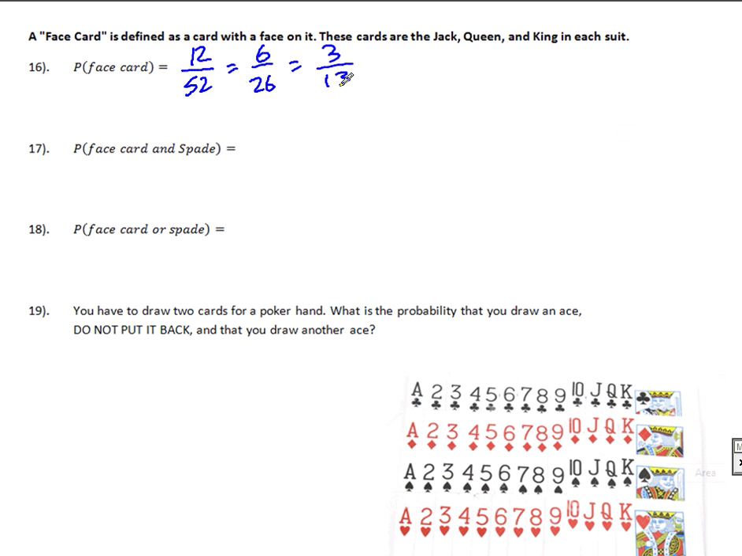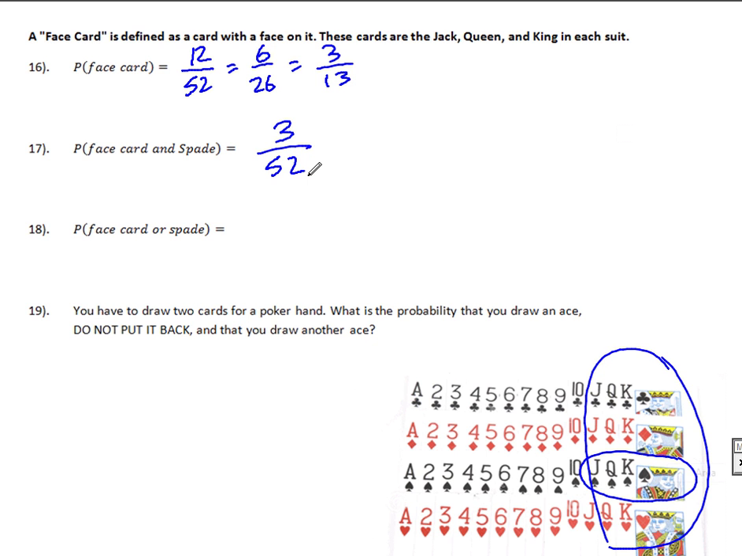To be a face card and a spade. Well, here are my face cards again. Would be all these. The ones that are spades are just those 3. So just 3 out of 52 as that answer.